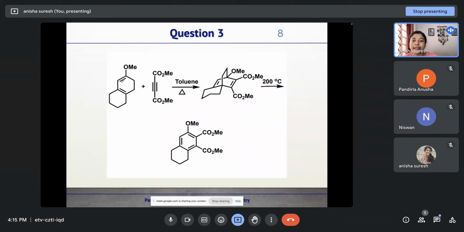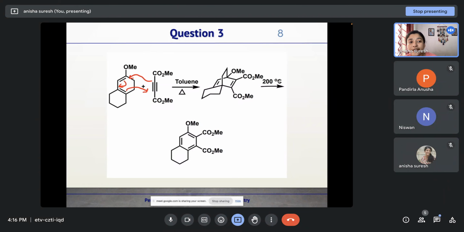So here a diene is there, a dienophile is there. It will undergo a 4 plus 2 cycloaddition as shown here, and we will get this bridged cyclohexadiene system. Bridged cyclohexadiene system we will get.